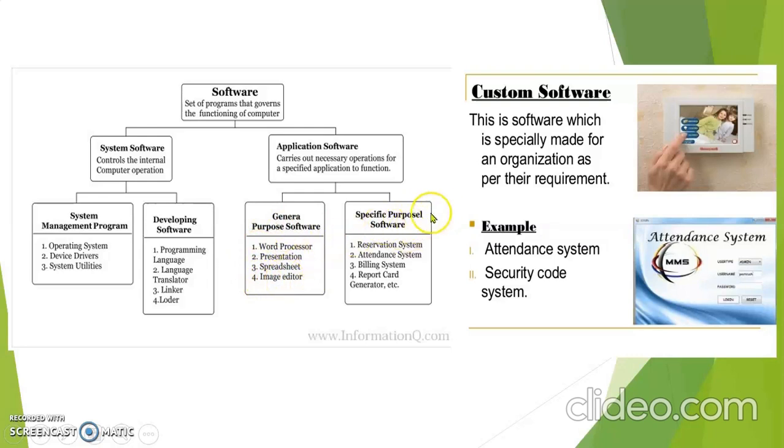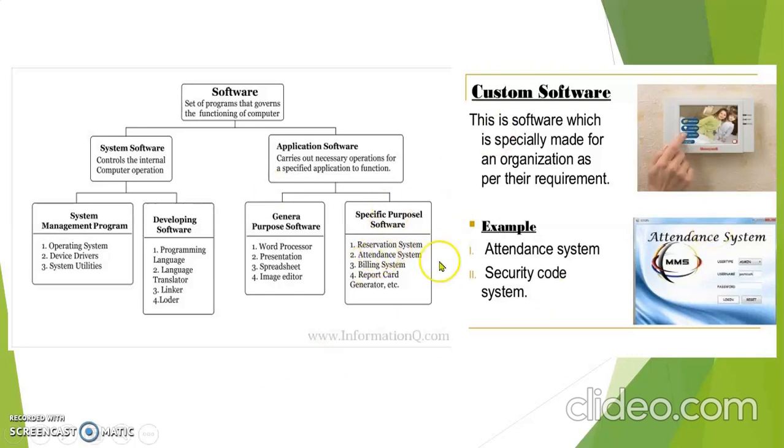Now we talk about specific purpose software. These kinds of software are a little special software. They are not in everyone's computer. They are special software. These are tailor-made. These are bespoke software. Bespoke means they are made on order. So reservation system, we know that tickets are booked by some kind of reservation software which you get on railway platforms, and that software you don't get everywhere.